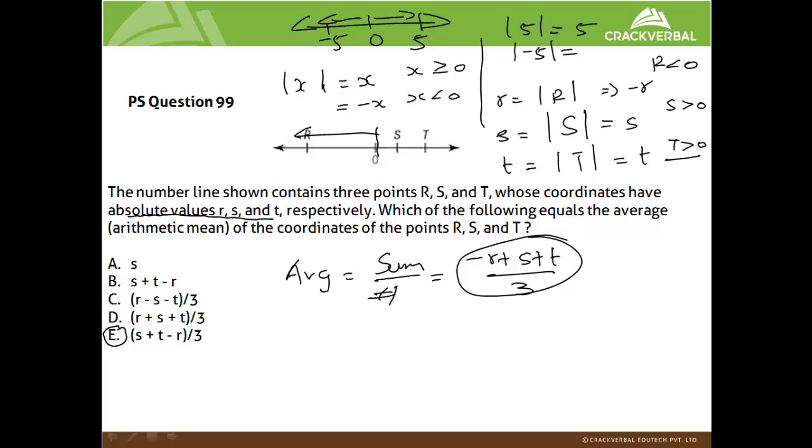Modulus of r is the length, but the coordinate could be negative. The question is asking which of the following equals the average of the coordinates of the points r, s and t. Still r, right, the coordinates we are looking for. So that means it's a negative coordinate, so minus r plus s plus t divided by 3. So r has to be negative here. I hope this is clear.